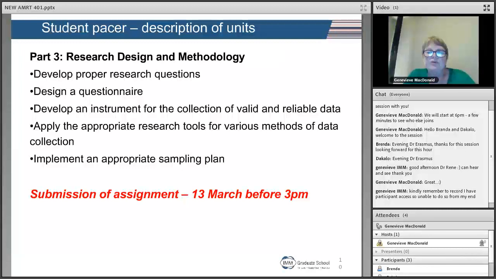Please remember that we use the terms valid and reliable differently in research than we do in common language. So you apply the appropriate research tools for various methods of data collection, and you have to decide on your sample population, who exactly will be part of my sample that I'm going to do the research on, and decide on a sampling method that I'm going to use.